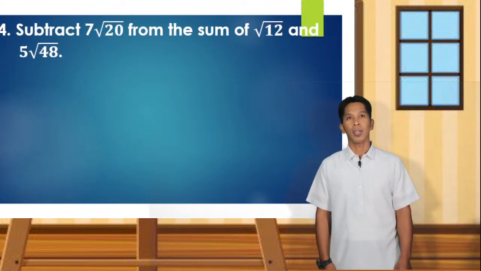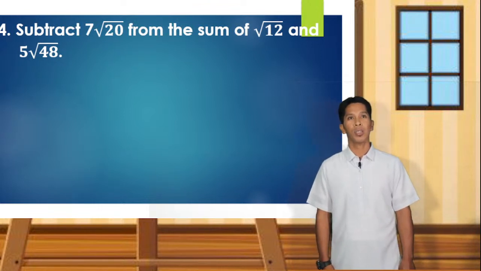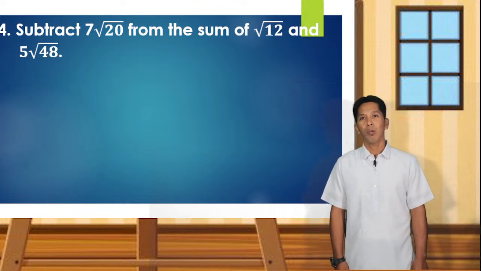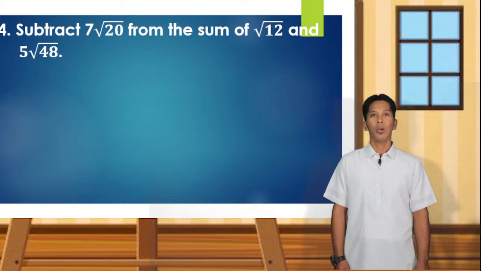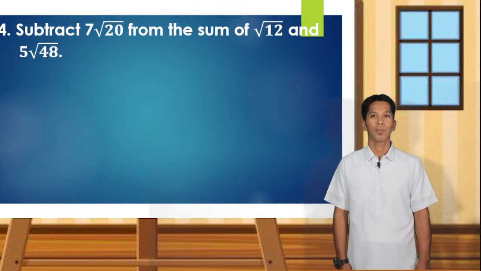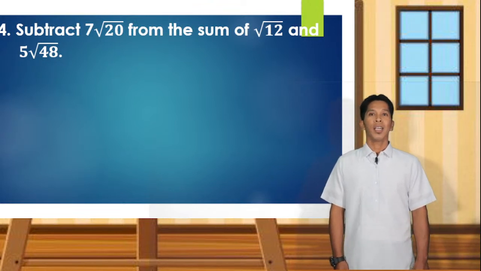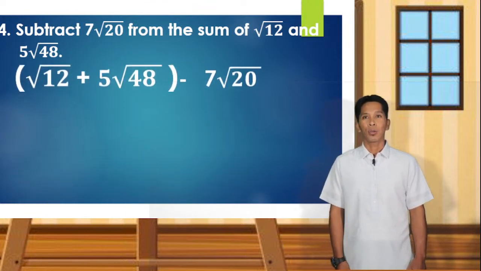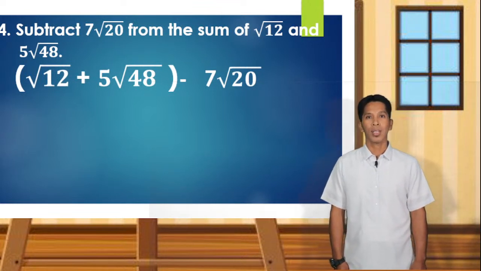Example number 4. Subtract 7 square root of 20 from the sum of square root of 12 and 5 square root of 48. So in this problem, what will be the subtrahend? Is it 7 square root of 20 or the sum of square root of 12 and 5 square root of 48? If our answer is 7 square root of 20, then you are correct. So if we're going to write, this will be square root of 12 plus 5 square root of 48 minus 7 square root of 20.